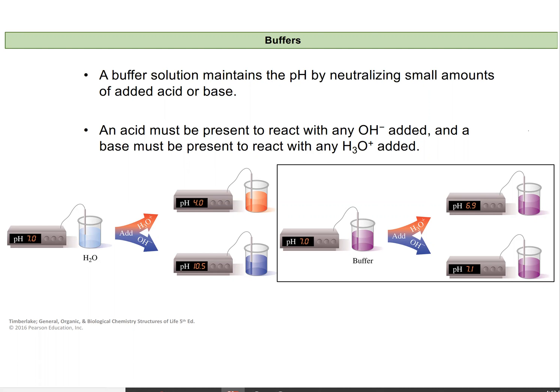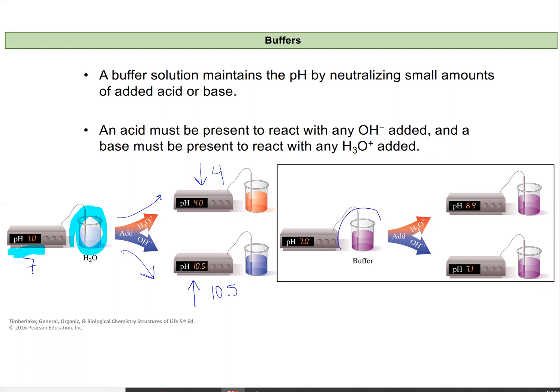So this is going to highlight the difference here. If I have water, just pure water without a buffer system, it'll be at pH 7. And when I add an acid to it, I should see that pH drop down to something like 4. And if I added a base instead, I would see that pH increase, in this case to something like 10.5. So each few drops of acid or base will dramatically change the pH of my solution.